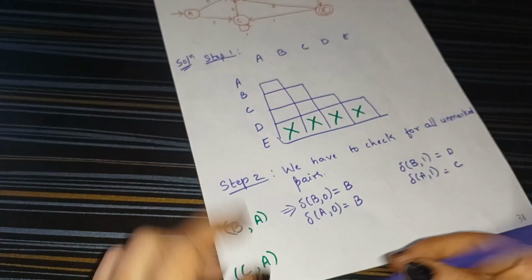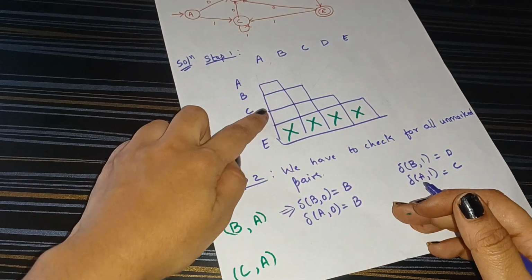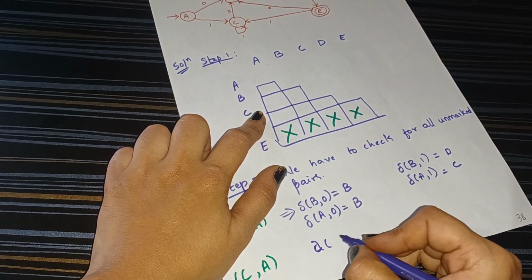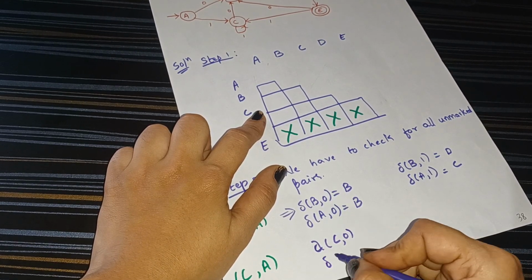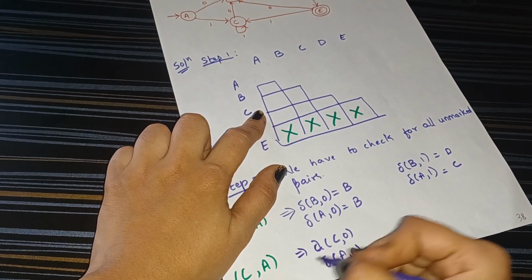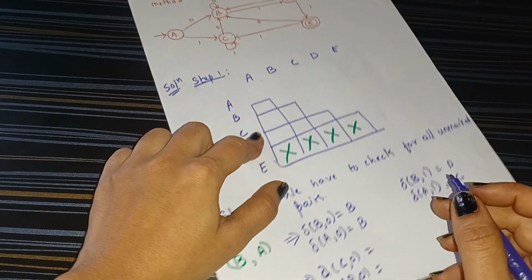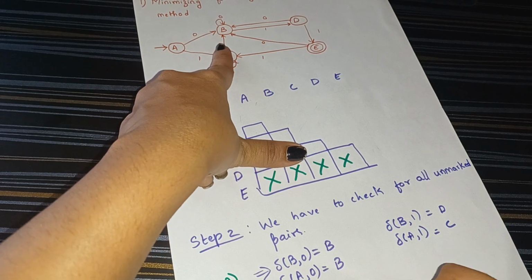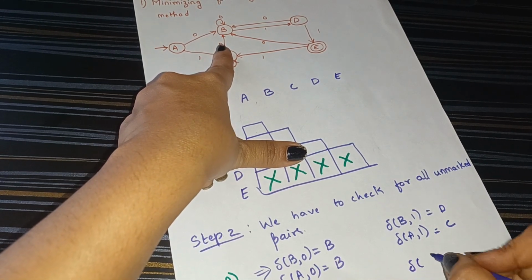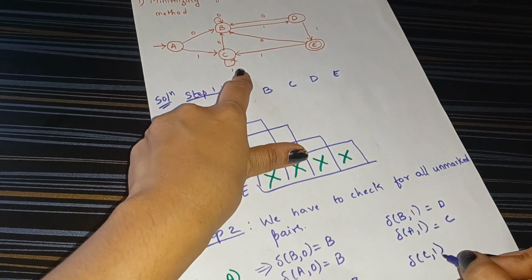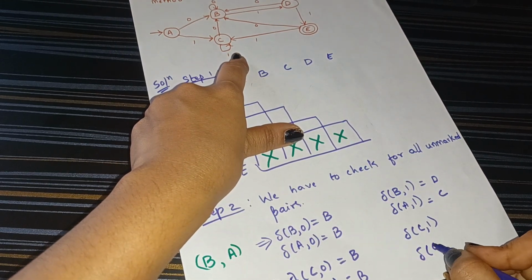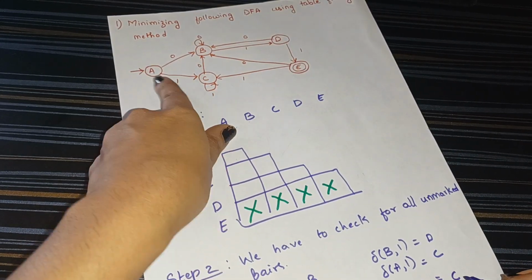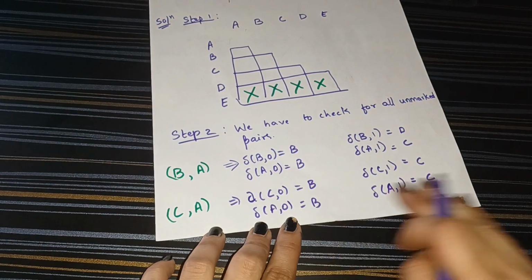Okay, so now C on A, we have to check delta transition of C on 0 and delta transition of A on 0. So C on 0, it is going to B. A on 0, it is going to B. And delta transition of C on 1 and delta transition of A on 1. Okay, so C on 1, it is going to C, A on 1 also it is going to C. See here also no condition is matching.